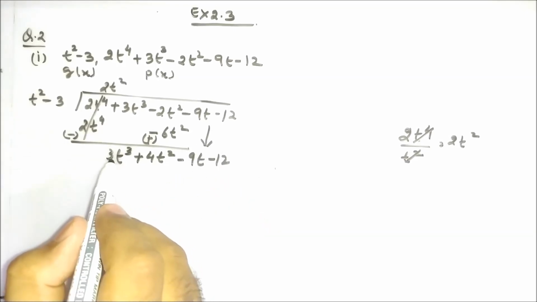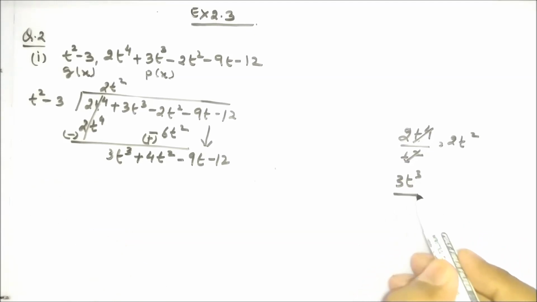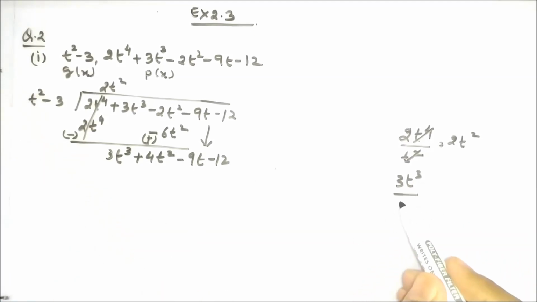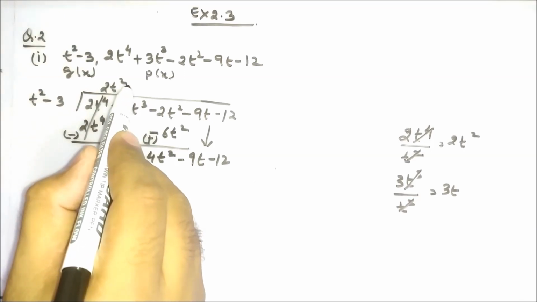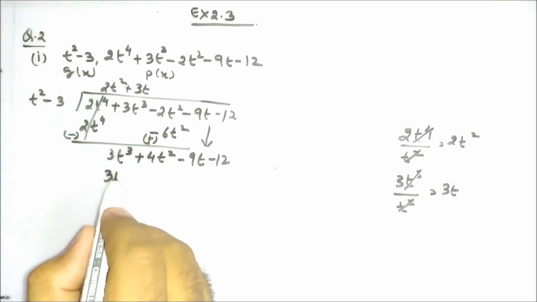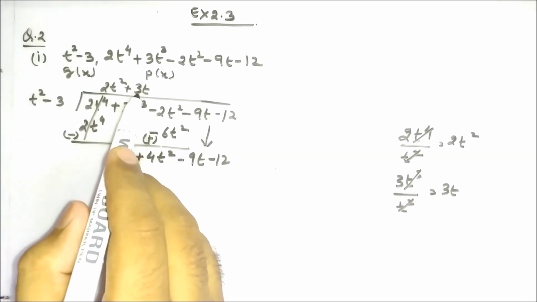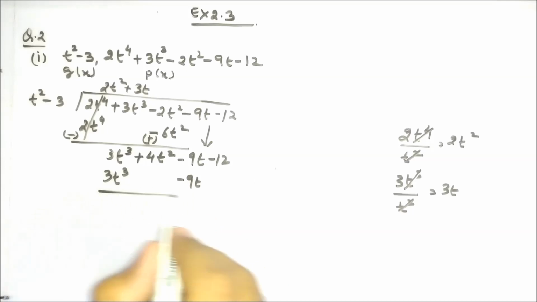Now again proceed in the same way. You have first term as 3t cube, and here we have first term as t square. When you divide this, you will get 3t. Now again you will take this 3t in the quotient. 3t multiply t square will give you 3t cube. 3t into minus 3 will give you minus 9t. Like this you will get.